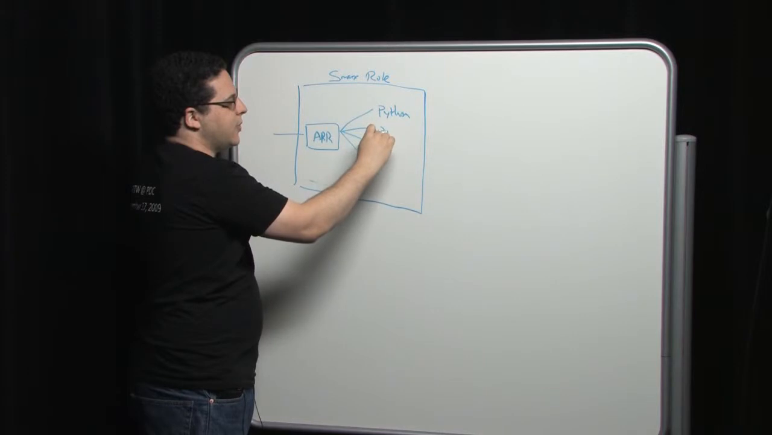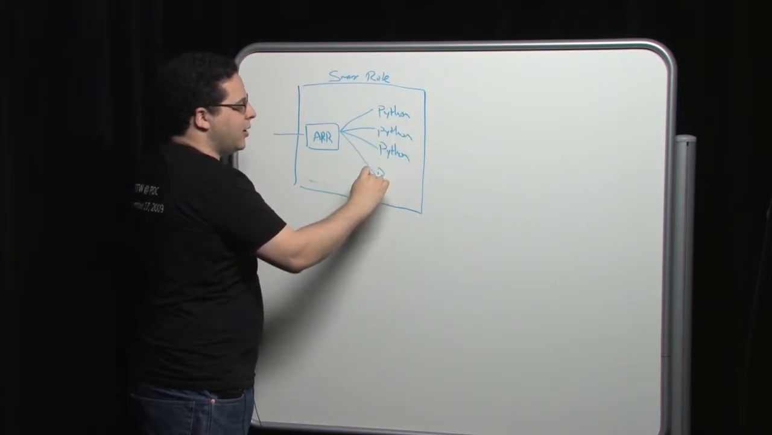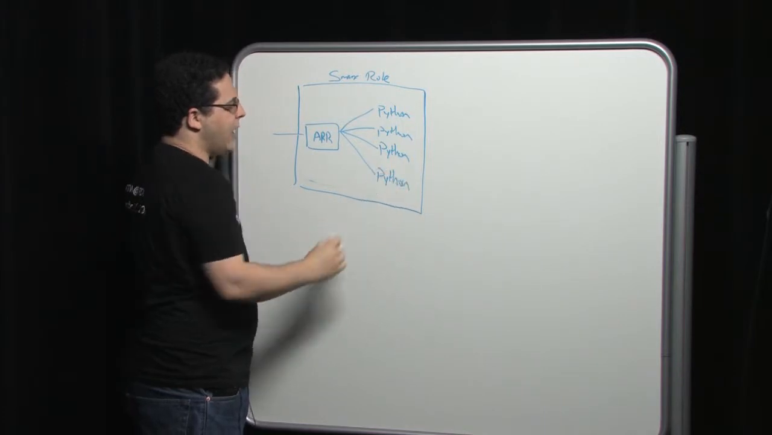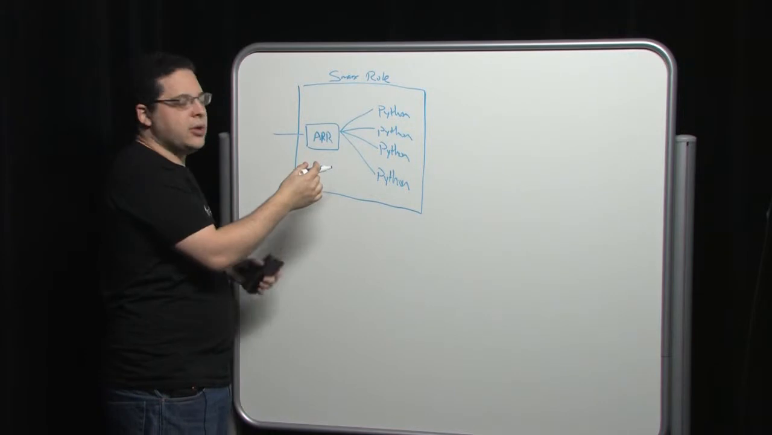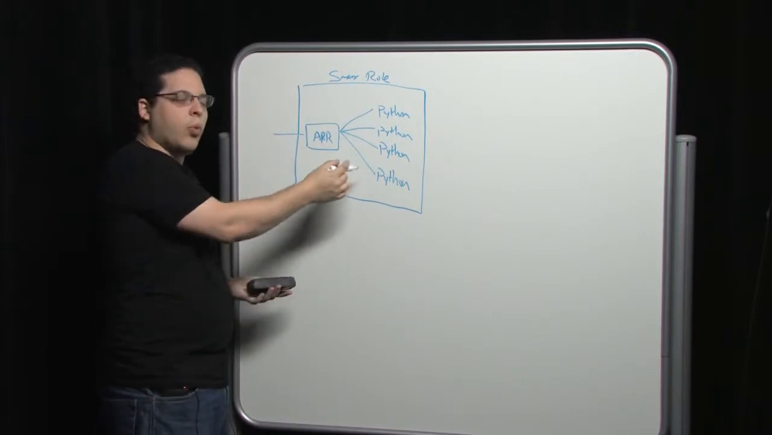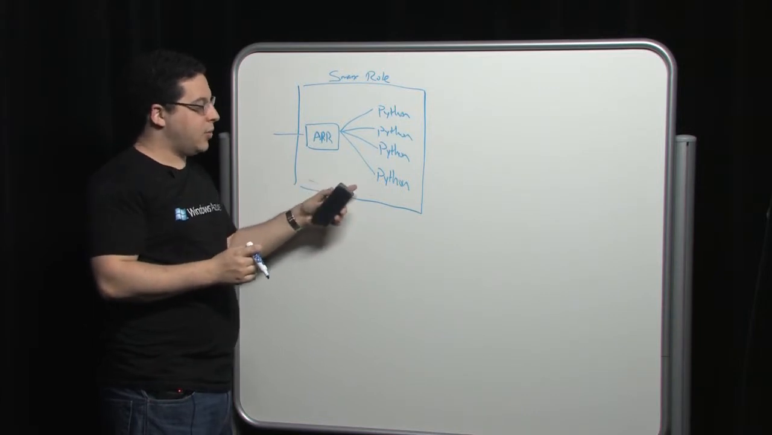Let's just assume it's a Python app. And so we actually have python.exe running n times, and application request routing is kind of sending them all here. And the main reason you do this, people might wonder why you don't just have one of these. And there are a couple possible reasons.